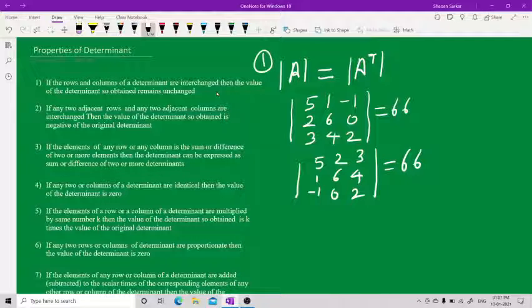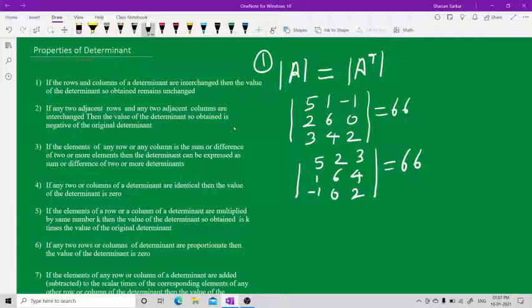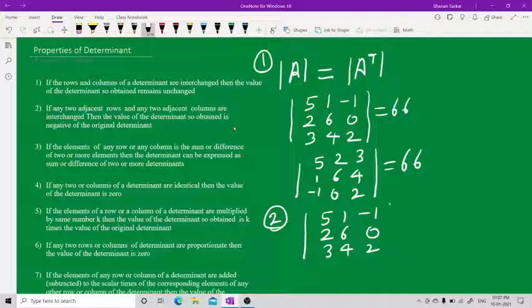Now let us see the second point. The second point is, if any two adjacent rows or two adjacent columns are interchanged, the value of the determinant so obtained is the negative of the original determinant. I'll make you understand this with the help of this very same example. I have 5, 1, minus 1, 2, 6, 0, 3, 4, 2. Now this value I got as 66.